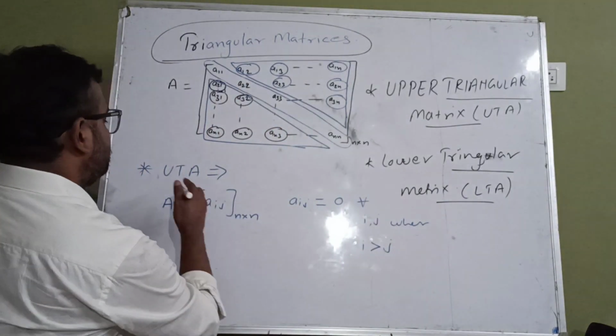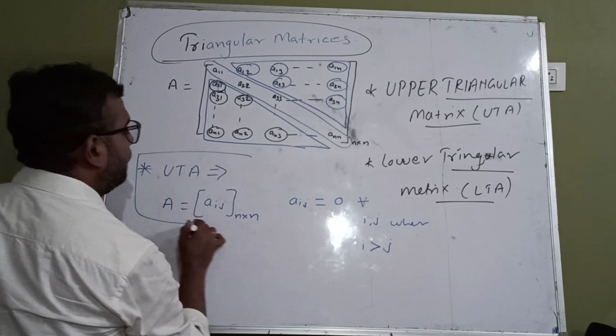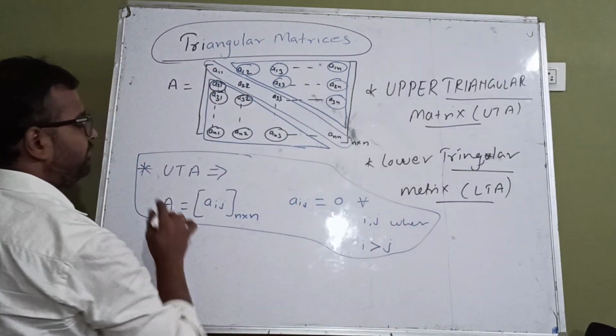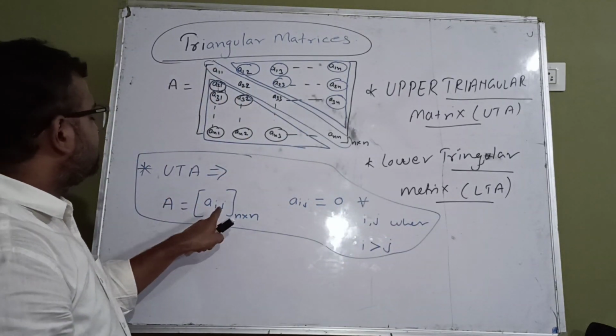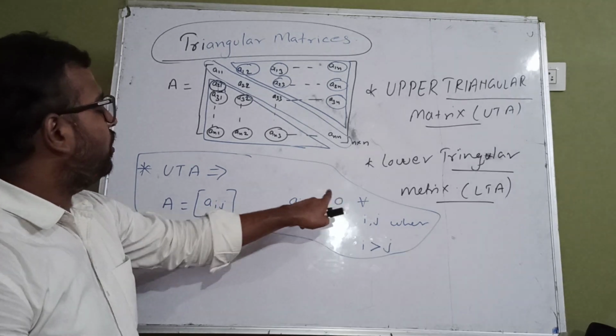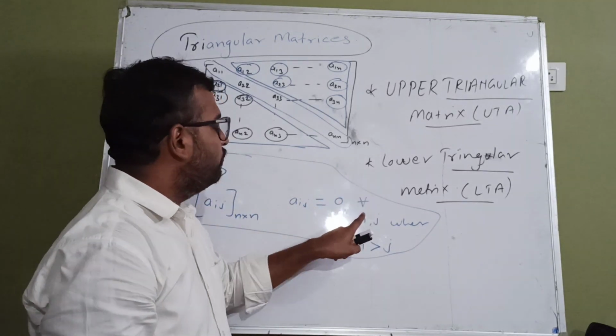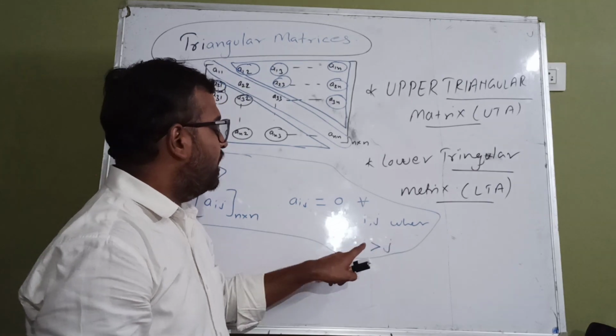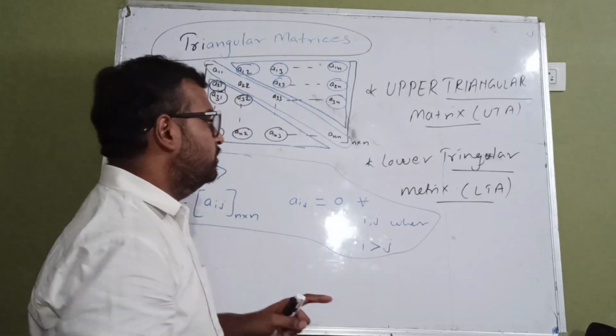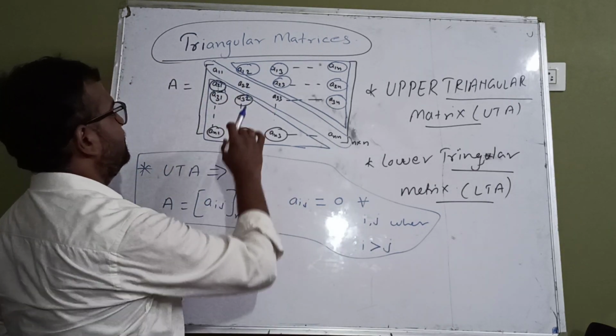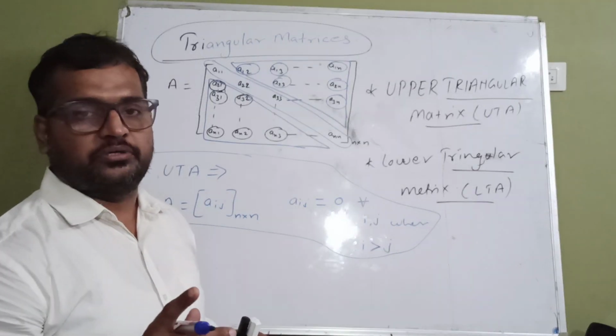Clear? So in general form, an upper triangular matrix can be defined as a square matrix [aij] n by n, where all aij must be 0 for all i, j where i is greater than j. Then these kinds of matrices are said to be upper triangular matrices.